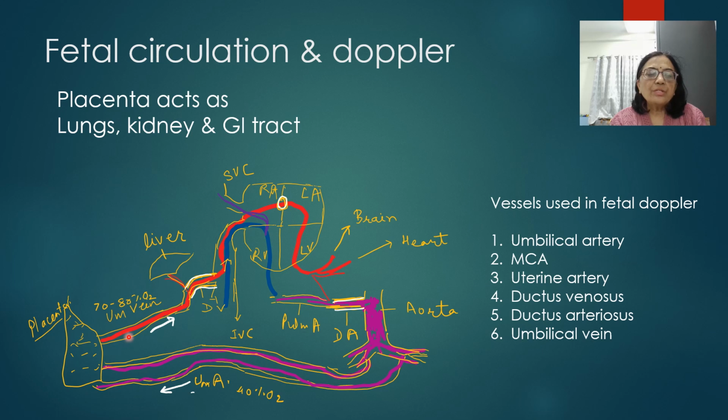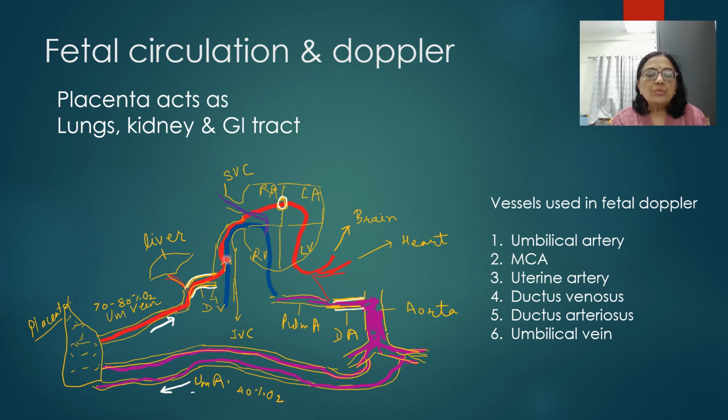It carries oxygenated blood. 70 to 80% is the oxygen content of the blood in the umbilical vein. Through the umbilicus it ascends and sends a very small branch, called the hepatic branch, to the liver. But the major blood flow through this umbilical vein goes through the ductus venosus and enters the inferior vena cava. This is oxygenated blood, the red one, and the blue one is less oxygenated, coming from the lower part of the body, already going through the inferior vena cava.